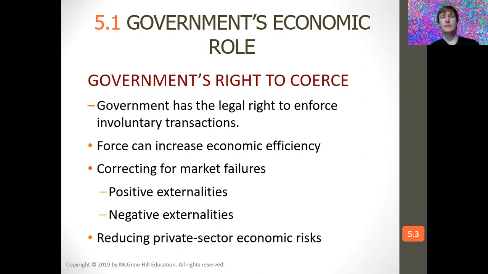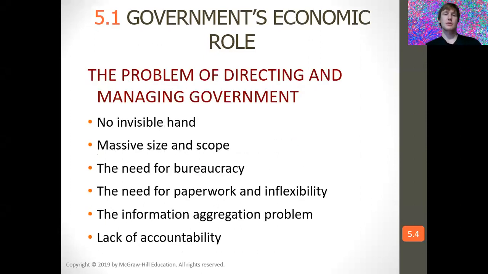So government's right to coerce. Government has a legal right to enforce involuntary transactions. So force can increase economic efficiency, correcting for market failures such as positive and negative externalities, and reducing private sector economic risks. So the problem of directing and managing government: no invisible hand, massive size and scope, the need for bureaucracy, the need for paperwork and inflexibility, the information aggregation problem, the lack of accountability.